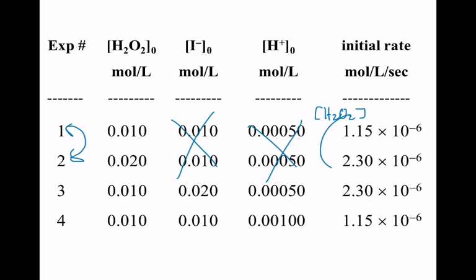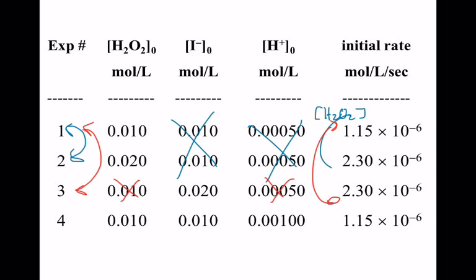Okay, we're going to do kind of similar things for, let's see. What do you think if we compared the first and the third? Okay, in that case, it looks like your H2O2 is constant, your H plus is constant, and notice actually it doubled too. So I'm getting that the reaction order of I minus is also 1.